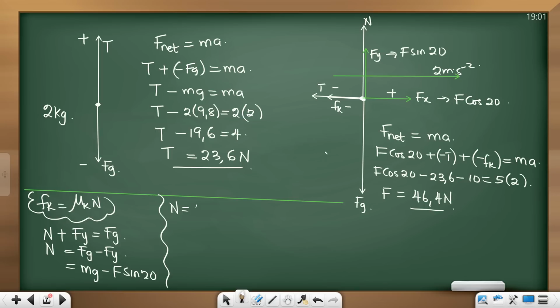What is the mass? It is 5. What is g? 9,8 minus, do we know F now? 46,4 sine what? 20 degrees. Do you want to give me an answer? Please do give me an answer there. Sorry? 33,13 newtons, remember?